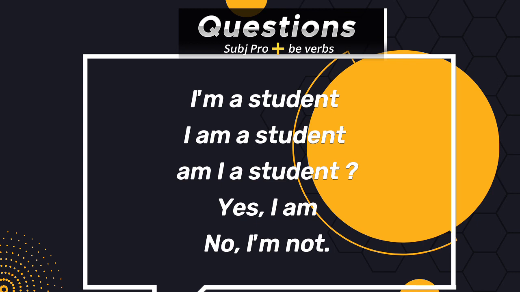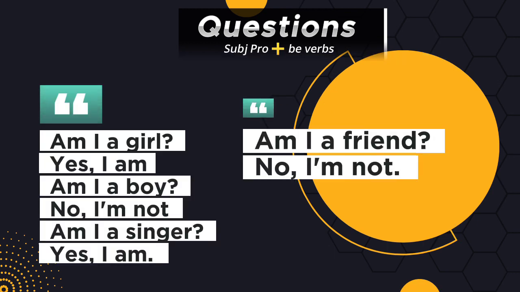Okay, so am I a student? Am I a student? The be verb comes in the front. Notice my intonation goes up for the question. Now, there are two possible answers for this question. Am I a student? The answers you can say are yes, I am. And no, I'm not. No, I'm not. We're going to look at some more examples.